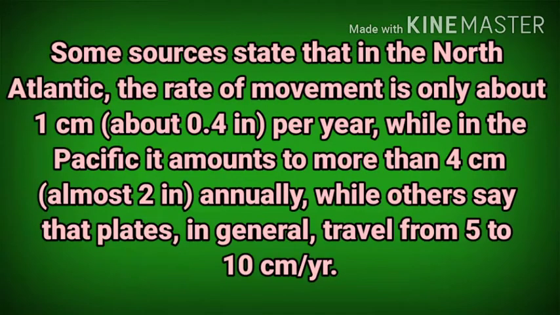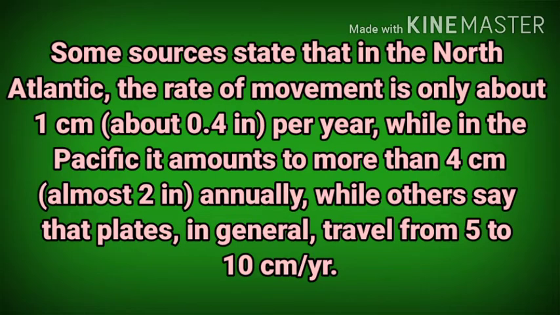Here, some sources state that in the North Atlantic, the rate of movement is only about 1 centimeter, about 0.4 per year, while in the Pacific it amounts to more than 4 centimeters.